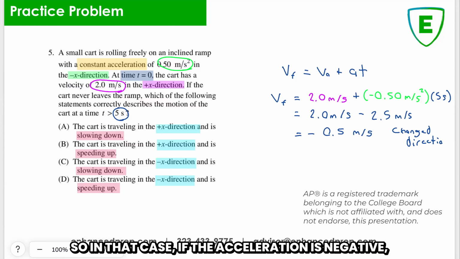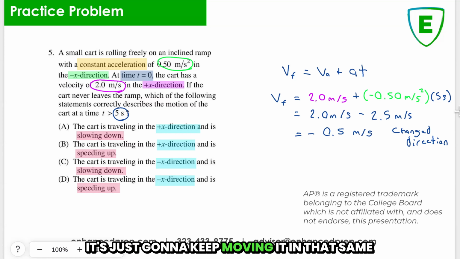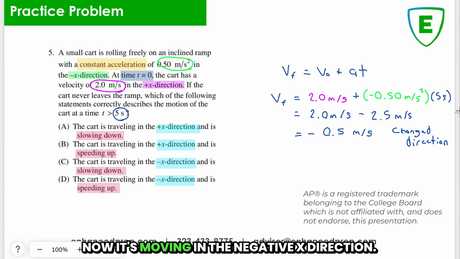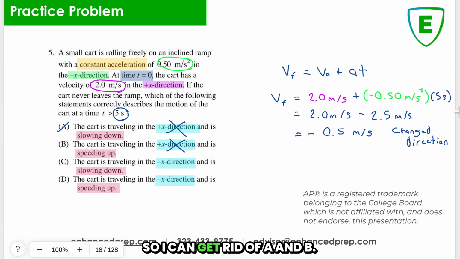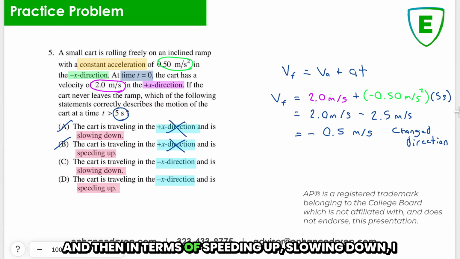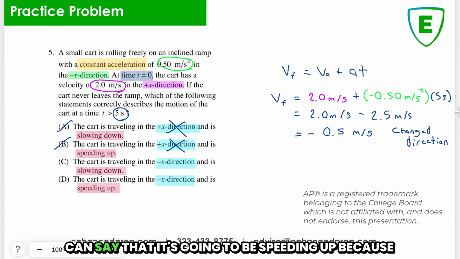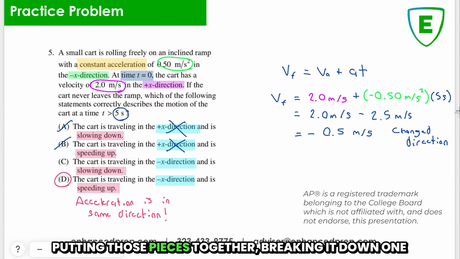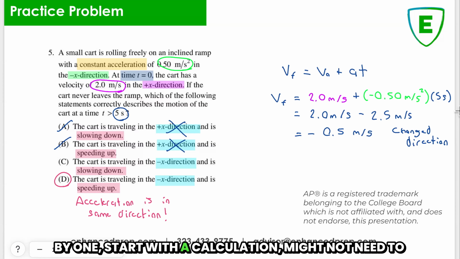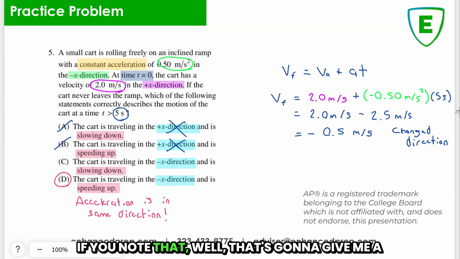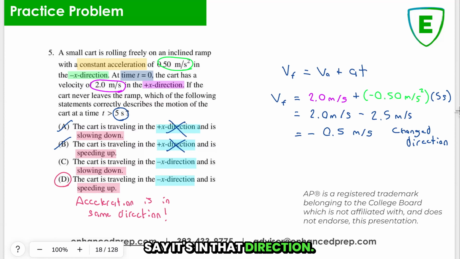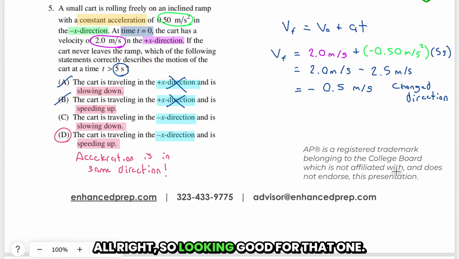In that case, if the acceleration is negative, it's just going to keep moving it in that same direction. So right off the bat, now I can eliminate things. Now it's moving in the negative x direction, so I can get rid of A and B. And then in terms of speeding up or slowing down, I can say that it's going to be speeding up because the acceleration is in the same direction. So there we go. Putting those pieces together, breaking it down one by one, start with a calculation, might not need to go all the way. If you note that that's going to give me a number bigger than 2, but I'm subtracting, I can say it's going to switch direction. All right, so looking good for that one.